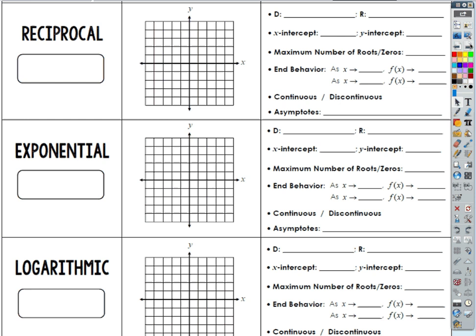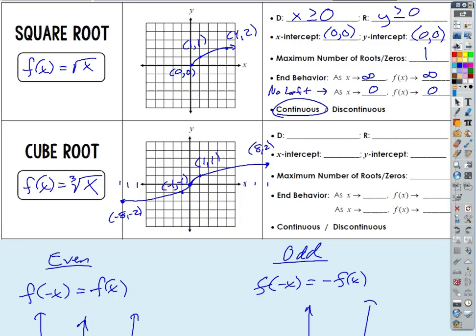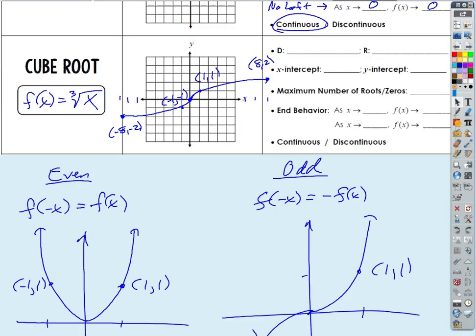Oh, wrong one. That one. So what's the domain then, looking at this graph? All reals. What's the range? All reals. X-intercept? 0. Y-intercept? 0. Maximum number of roots? 1.